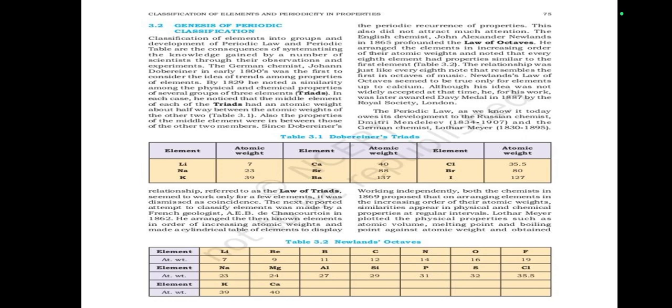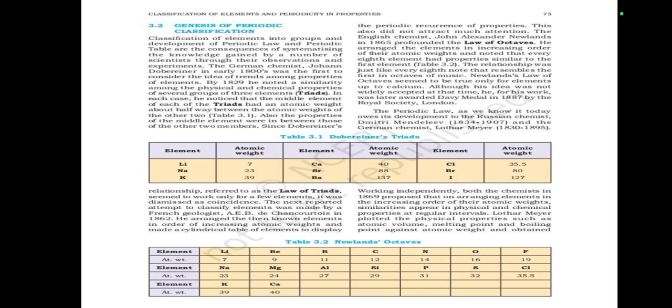Genesis of periodic classification. Classification of elements into groups and development of the periodic law and periodic table are the consequences of systematizing the knowledge gained by a number of scientists through their observations and experiments. The German chemist Johann Döbereiner in the early 1800s was the first to consider the idea of trends among properties of elements. By 1829, he noted the similarity among the physical and chemical properties of several groups of three elements, termed triads.